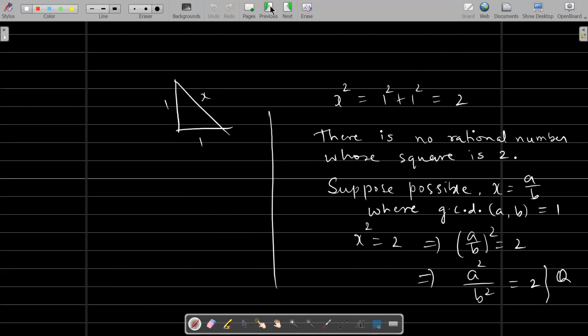Fine? Our initial assumption is wrong. Okay? So which means root 2 cannot be... the number whose square is 2, which we now call root 2, cannot be a rational.